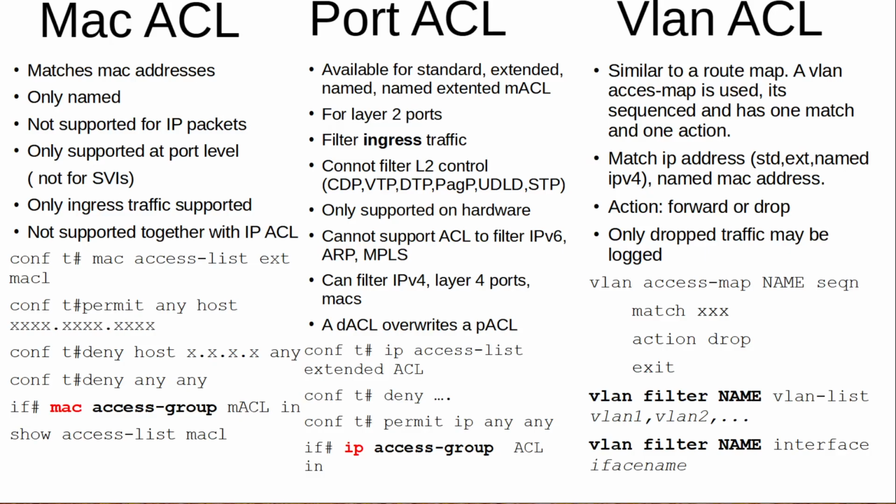A VLAN access control list is similar to a route map, where you have a sequence, a match, and an action. It can match IP address or MAC addresses. The action can be either forward or drop. And you can configure it with VLAN access map and apply it with VLAN filter.